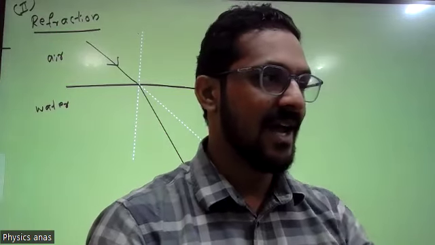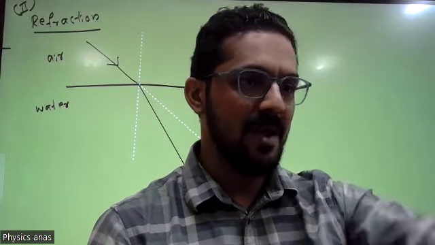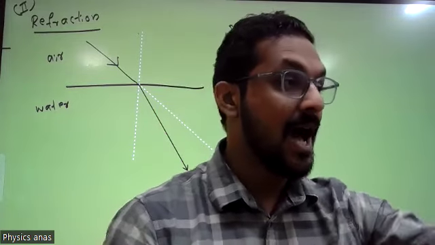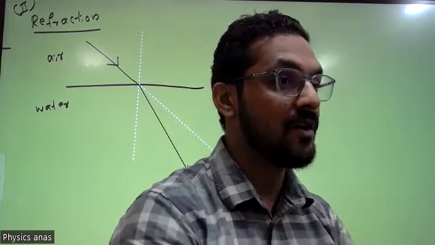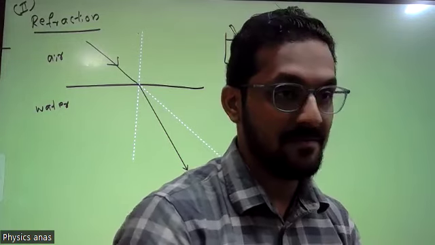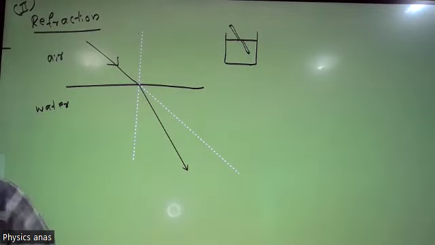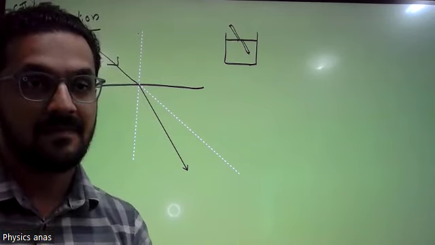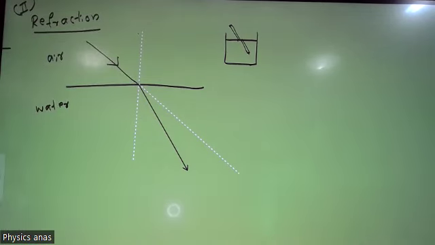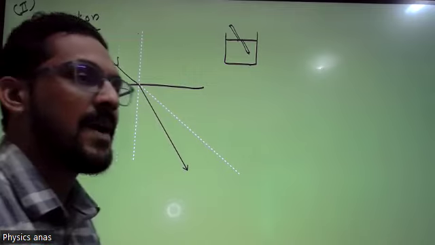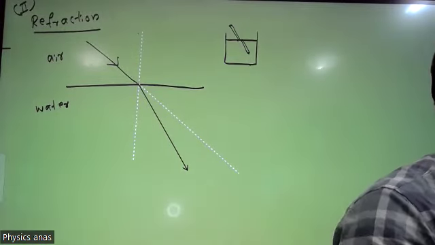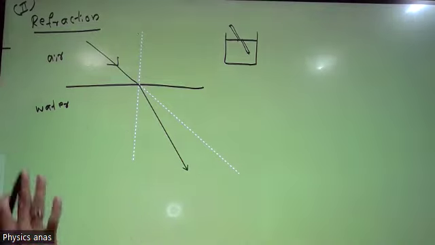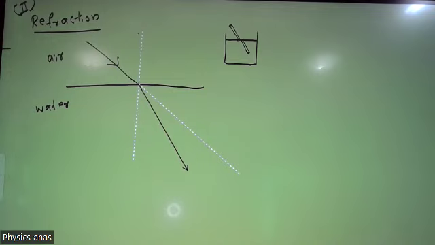Why is that? Because the light rays are not actually coming from the arrow. They are coming from another point. But I can see an image where the light rays are coming from. Okay, that's refraction. There are many other practical applications of refraction. You will be studying about that in the higher classes. So this is the idea of refraction.